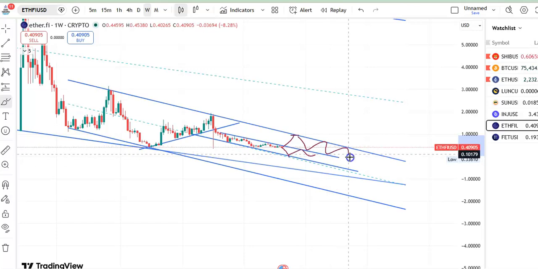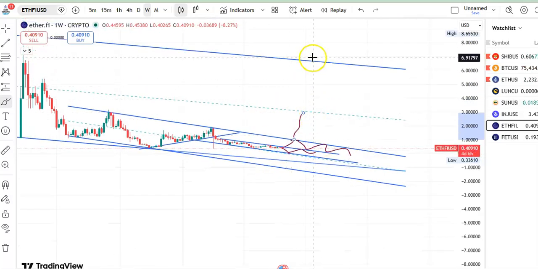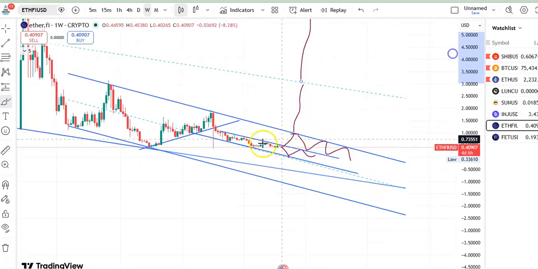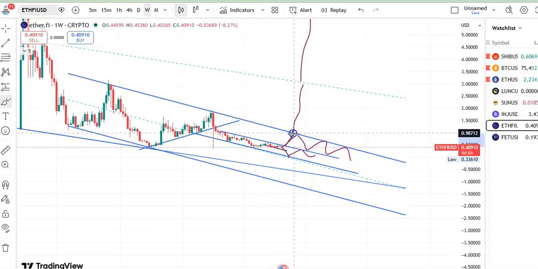If the breakout happens, then candles may start moving in an upward direction towards this resistance level, which is around 6.6. Candles may go up. Currently you can see candles are at the resistance level. So if the breakout happens, it may go up, or else it may come down to the support level. You can see that very clearly.